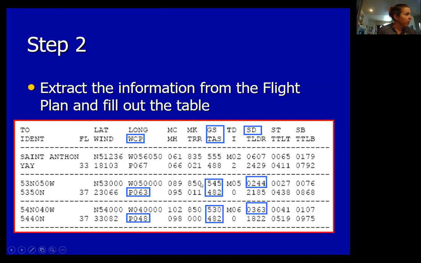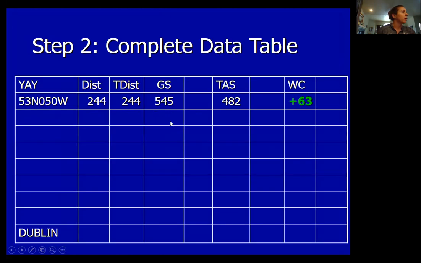Okay. So extract the information from the flight plan and fill out the table. If we were in class, I'd make you sit down with your handy flight plan, starting at Yea, right here, 253 north, 450 west. It is a total of 244 miles. So T-dist, or total distance, is 244. Then you just copy it. So 545 is your ground speed for that leg. 482 is your true airspeed for that leg.